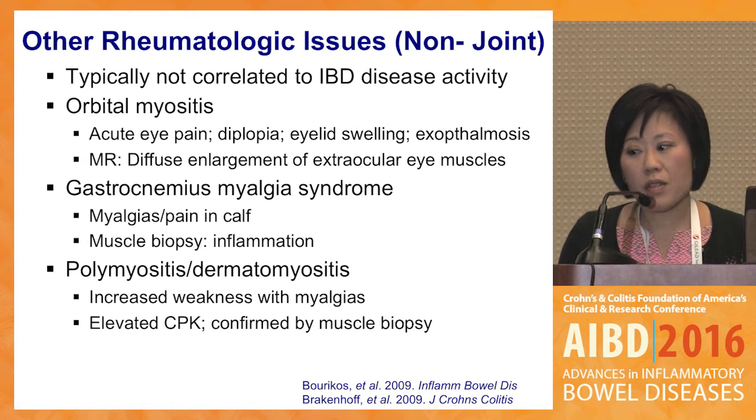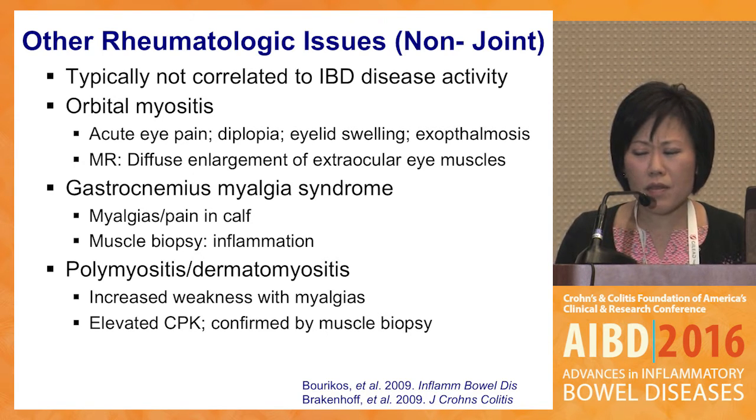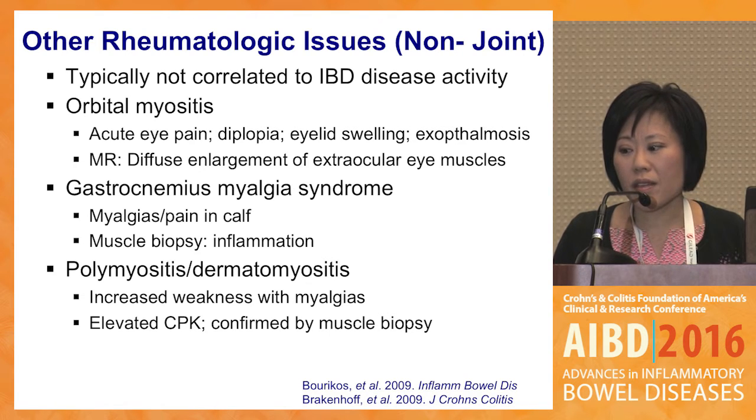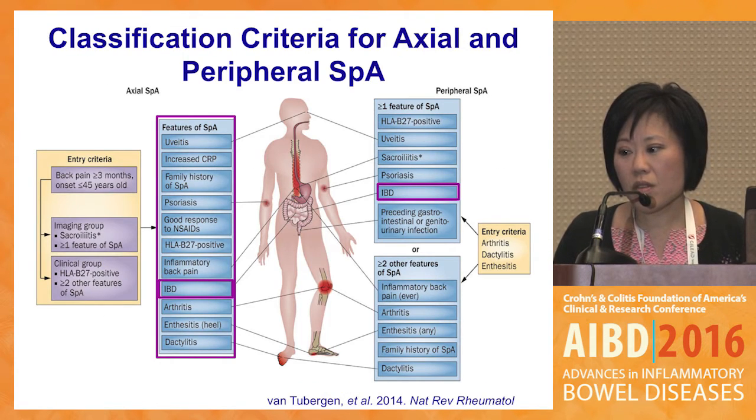You've got the gastrocnemius myalgia syndrome, manifested by having pain in the calf, diagnosed by muscle biopsy, and then polymyositis, again, a lot more rare, but certainly things that you need to think of. You can get increased weakness with myalgias, often have an elevated CPK and confirmed by muscle biopsy. So this is just a summary, again, looking at your axial and peripheral spondyloarthropathies and remembering that IBD can be part of it as you look at the different criteria.